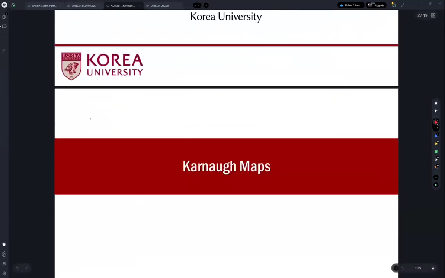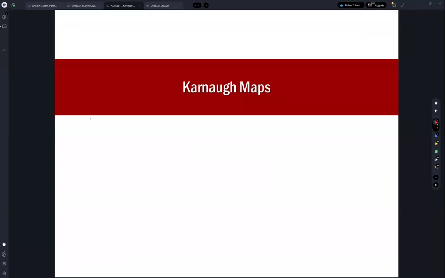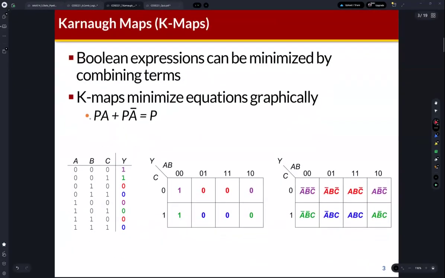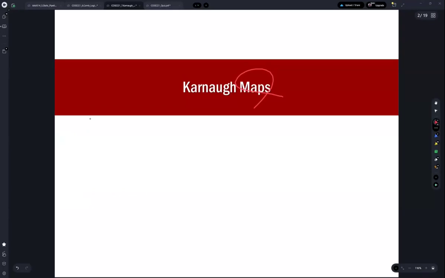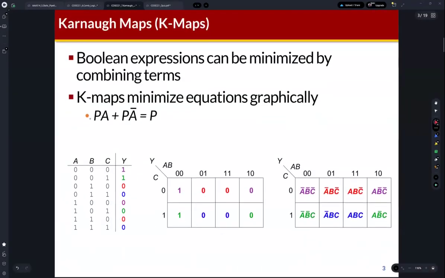We can use a different way for optimizing Boolean equations, and this is kind of graphical. So it's a graphical approach for optimizing Boolean equations. It's a map, okay? And Karnaugh is the name of a scientist. It's a Karnaugh map.